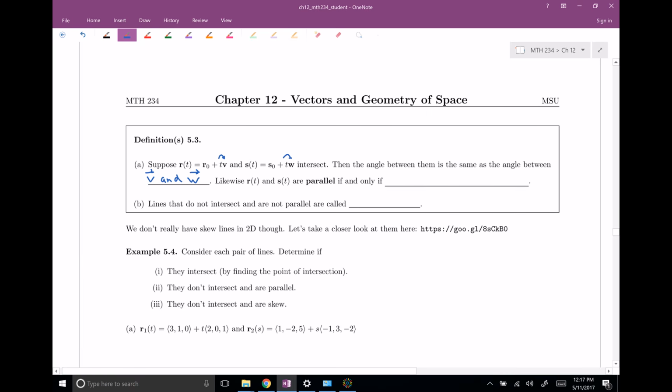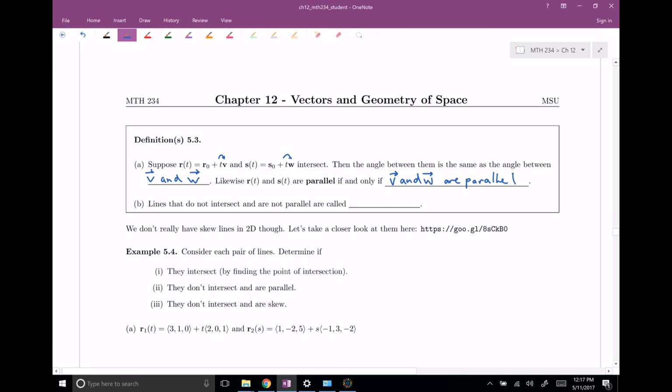So if you can figure out the angle between the direction vectors, that's going to be the angle between the lines. Likewise, these two lines are parallel if and only if their direction vectors are parallel. So if v and w, their direction vectors, are parallel.